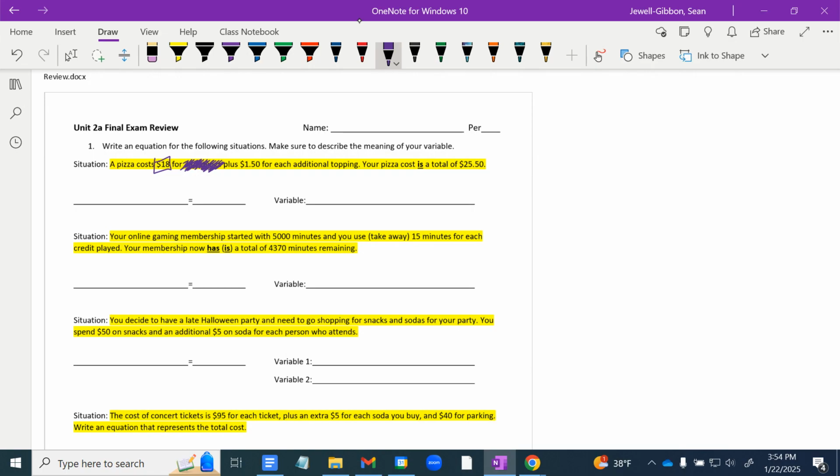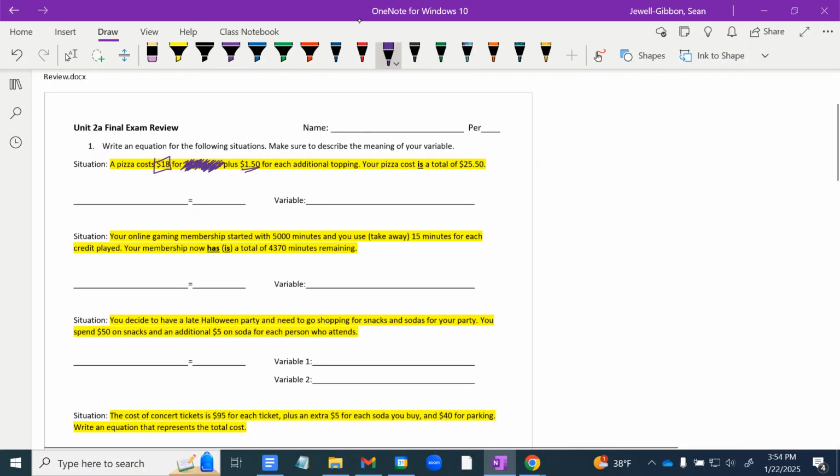So pizza costs 18 bucks. That's going to be our starting amount here, plus another $1.50 for each additional topping. Okay, so that's what kind of tips you off that this is the rate or the slope here. It's $1.50 for each additional topping. All right, then your pizza cost is a total of $25.50. So we're gonna have kind of a similar format for all these here.